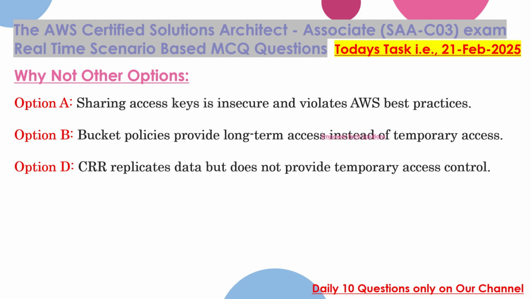Why not other options? Option A. Sharing access keys is insecure and violates AWS best practices. Option B. Bucket policies provide long-term access instead of temporary access. Option D. CRR replicates data but does not provide temporary access control.